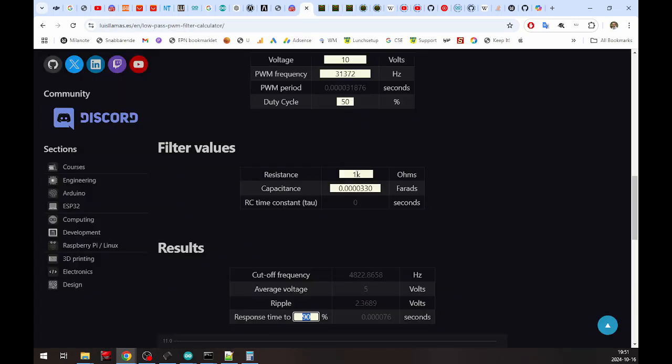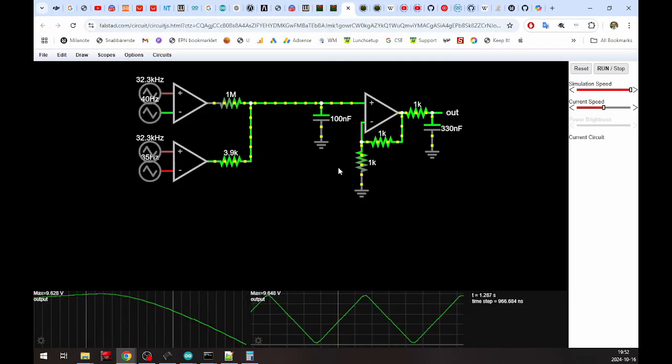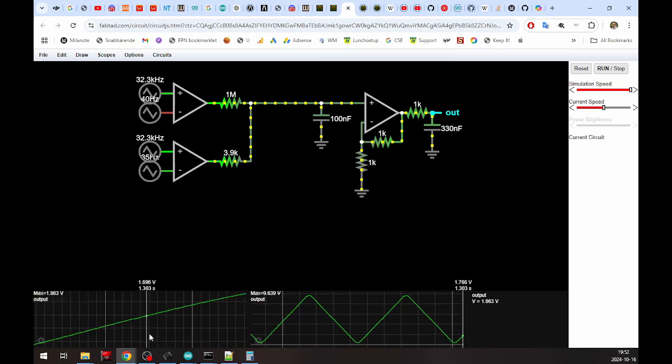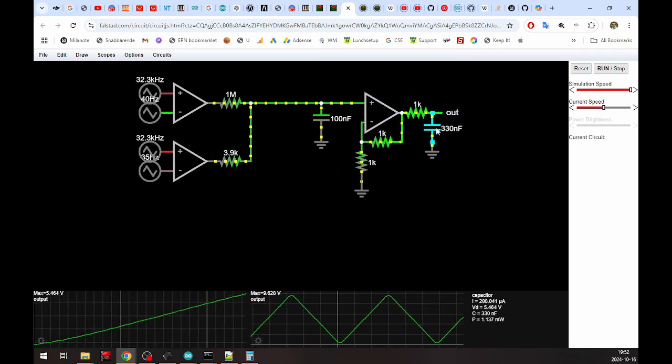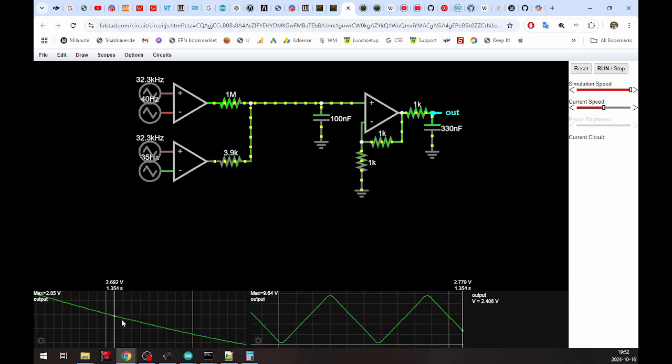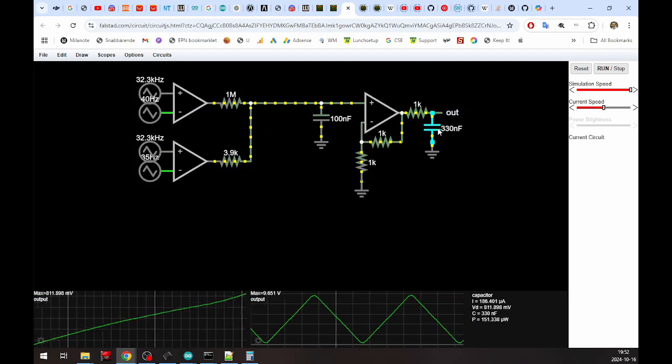If we go in here and write 1K and 330 nanofarads, we get a ripple of 2.3 volts and 0.00076 seconds in response time, which is good, of course, but it doesn't really add up to what we see here. So in this case, I've just picked a value that I thought makes the curve look good enough.